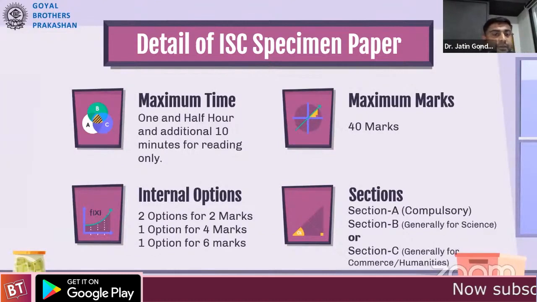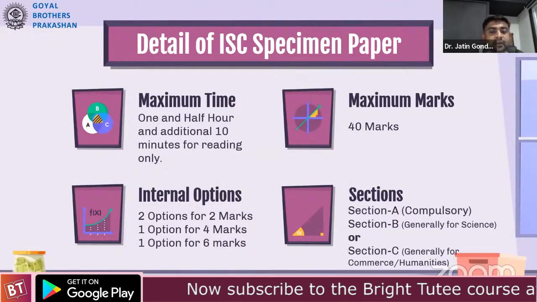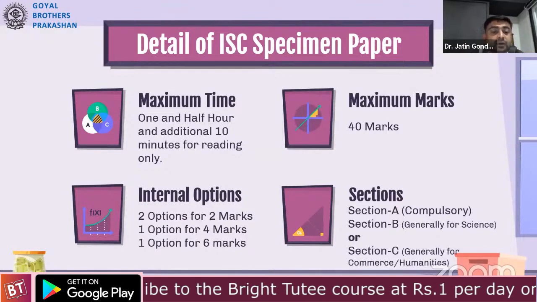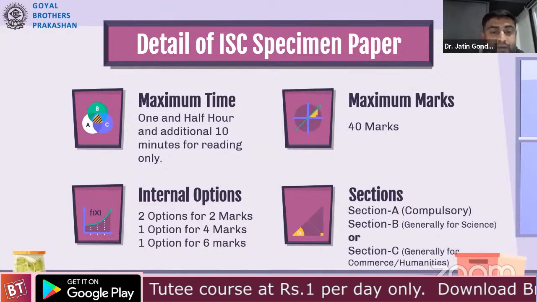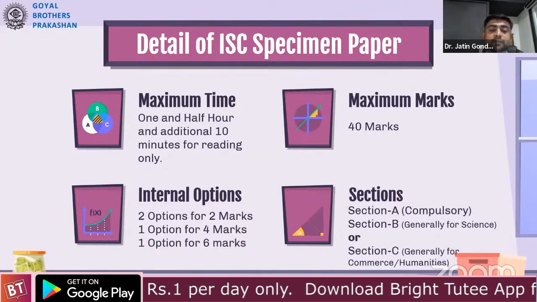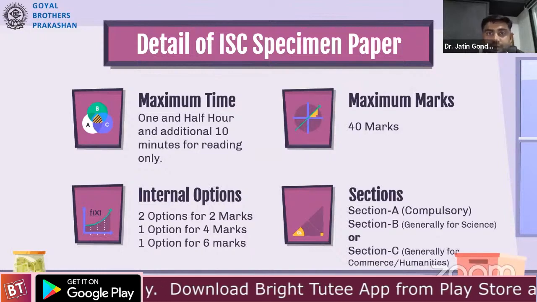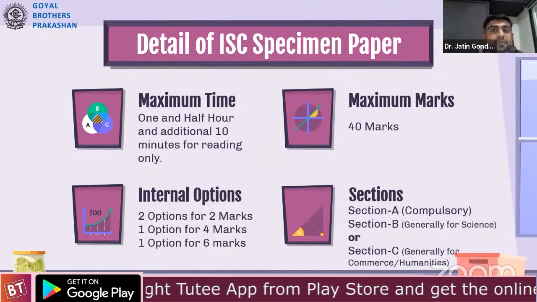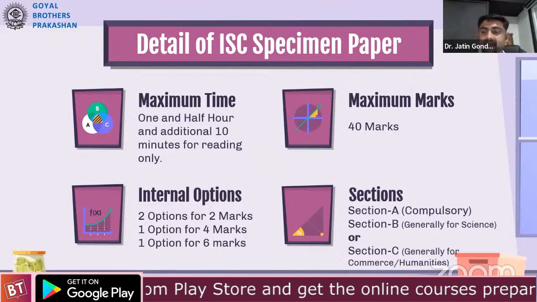As we know, maximum time allowed is 1.5 hours and an additional 10 minutes for reading. Maximum marks are 40. Internal options: 2 options for 2 marks, 1 option for 4 marks, and 1 option for 6 marks. These are the internal options which we can find in the specimen paper published by ISC.